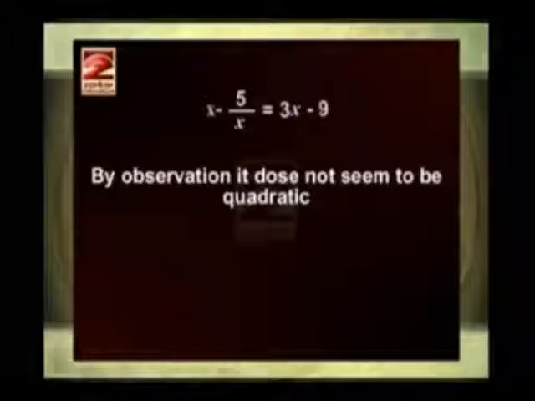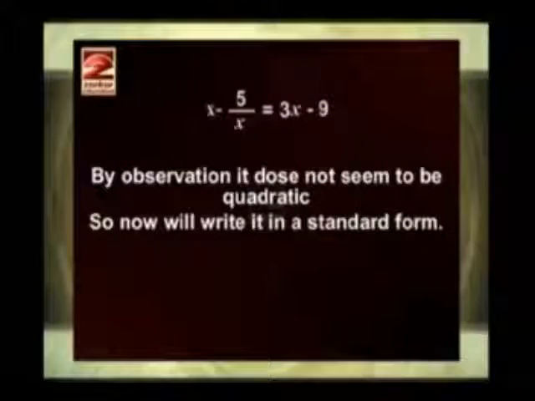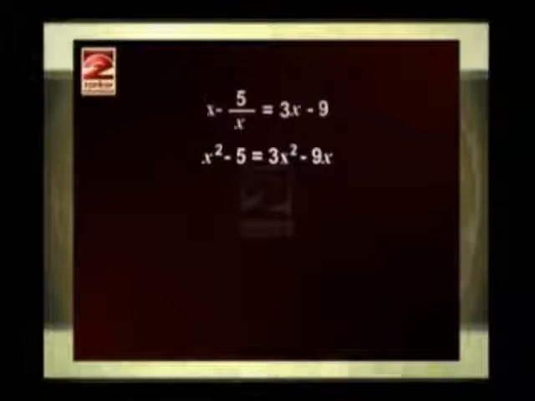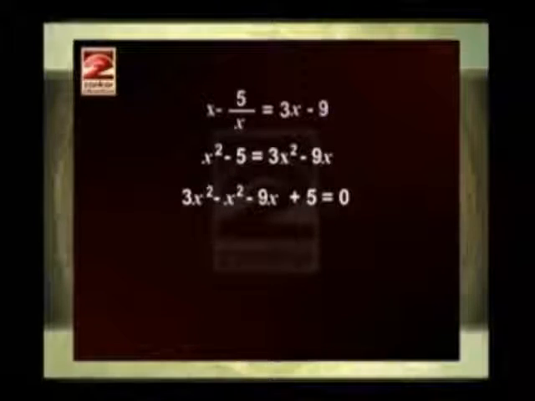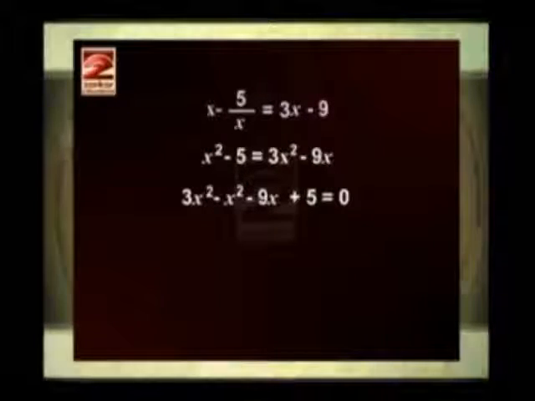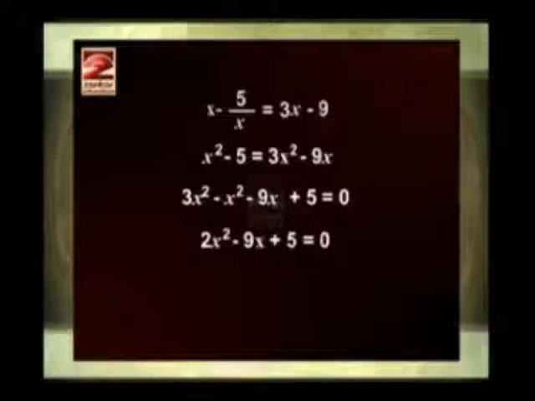Now next one, x minus 5 upon x is equal to 3x minus 9. By observation, it does not seem to be quadratic, so now we'll write it in the standard form. Multiplying both the sides by x, we get x square minus 5 is equal to 3x square minus 9x. That means 3x square minus x square minus 9x plus 5 is equal to 0. That means 2x square minus 9x plus 5 is equal to 0.